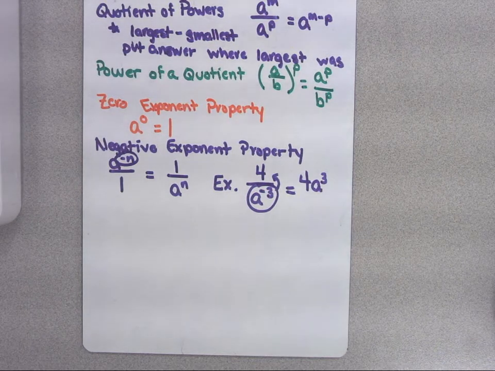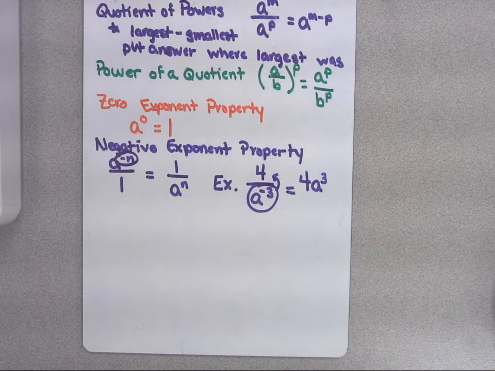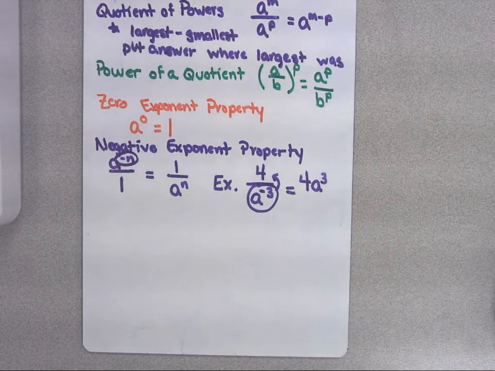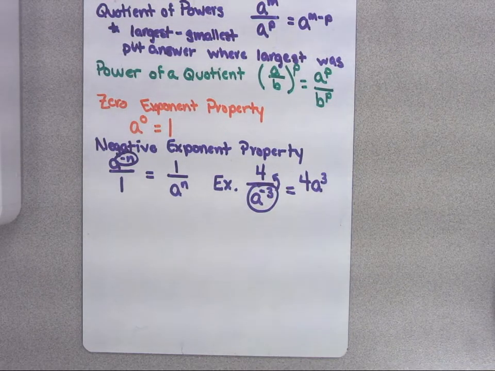If it's on the bottom, you move it to the top. If it's on the top, you move it to the bottom. Because the 4 did not have a negative exponent, so it does not move. You only move the thing that had the negative exponent. That's the thing people mess up all the time. You only move that thing that has the negative exponent, whether it's a number or a variable.